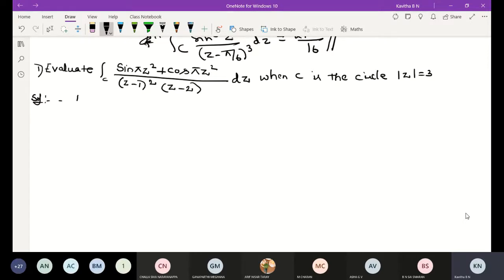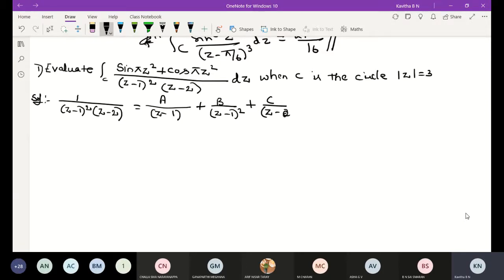First, write down the fraction 1 over (z − 1)² into (z − 2). The given fraction we have to split into two or three fractions. That is, we call it a partial fraction: A by (z − 1) plus B by (z − 1)² plus C by (z − 2).